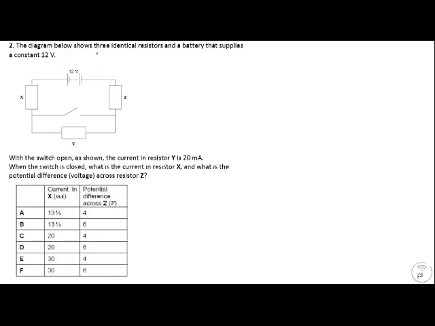The diagram below shows three identical resistors connected to a battery that supplies a constant 12 volts. With the switch open, as shown, the current is 20 milliamperes. They are the same: R, R, and R. So we can find R, where I equals U divided by 3R, and it is equal to 20 milliamperes.